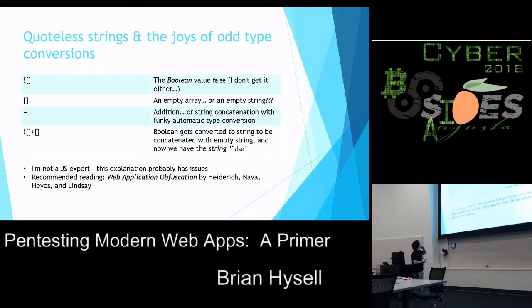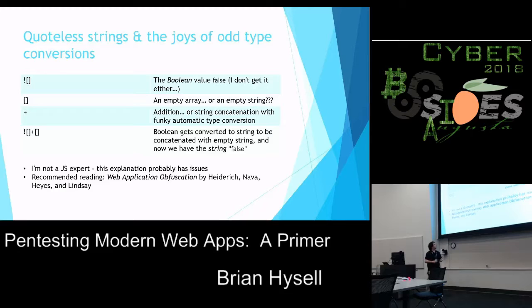JavaScript's an interesting language, and it's got all these weird automatic type conversions, some less weird than others. The one that's really weird to me, maybe I just don't know enough, is if in an expression you give an exclamation point and empty square braces, that will evaluate to the Boolean value false. Empty braces, of course, that's just an empty array. Plus, that's concatenation or arithmetic. So if you add these together with the plus operator, what you'll end up getting is the string false.